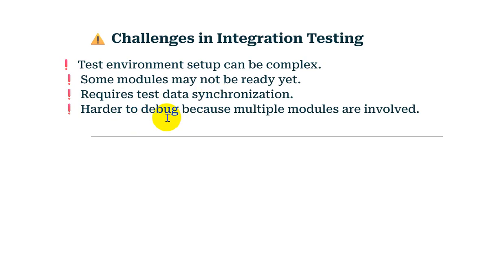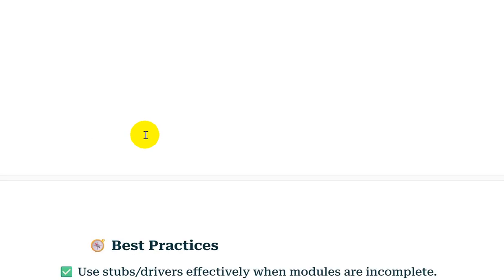Test data synchronization means we cannot proceed without the other service. We need to wait for the other service until its data is there. If the data is not there, we need to wait. So this is one challenge. Another is that it is harder to debug because multiple modules are involved. Suppose we are testing with multiple modules, then the debugging and error resolution work will be a little bit complex or hard.